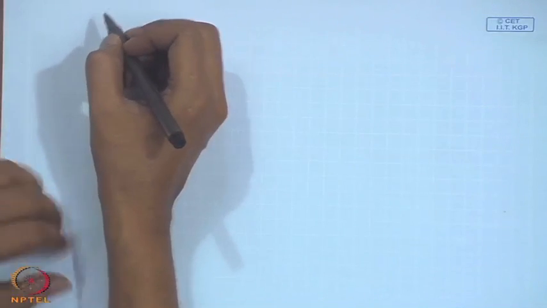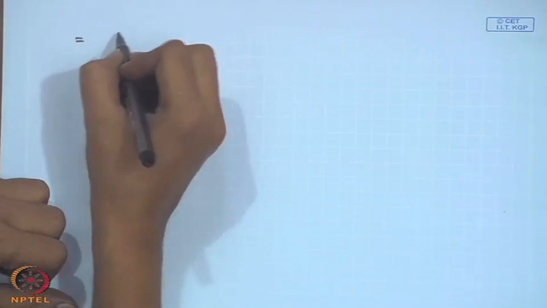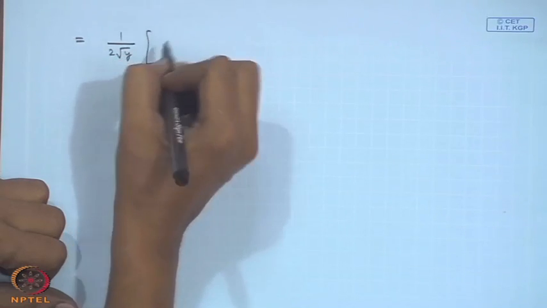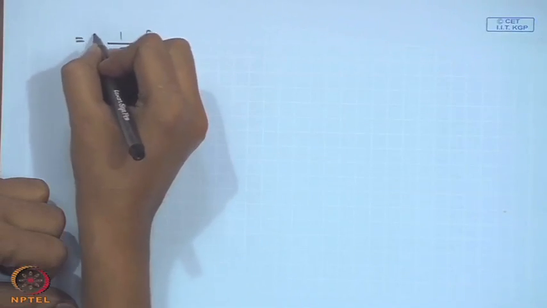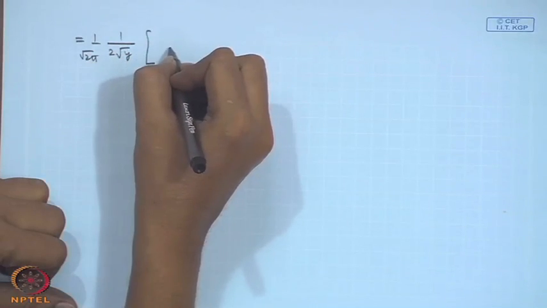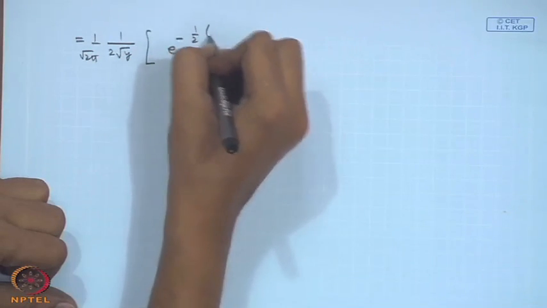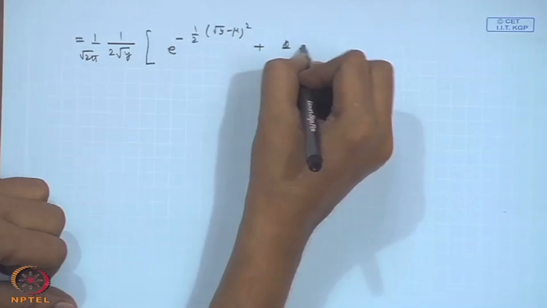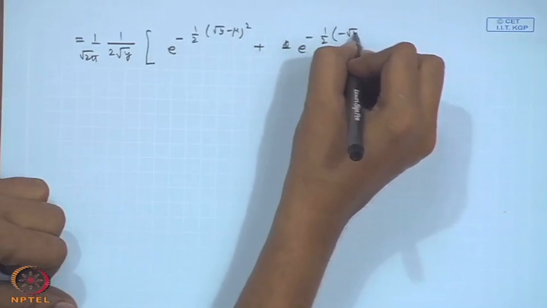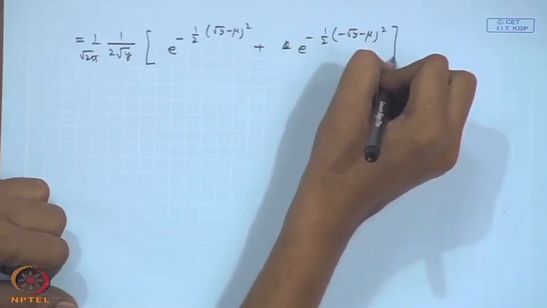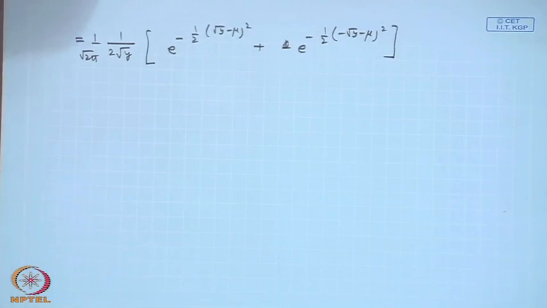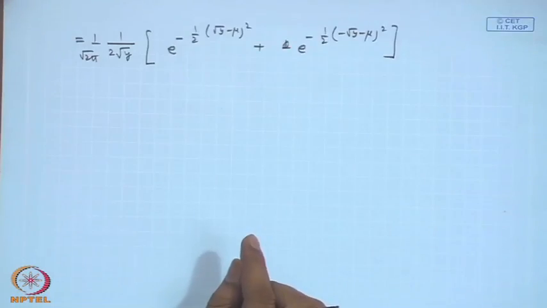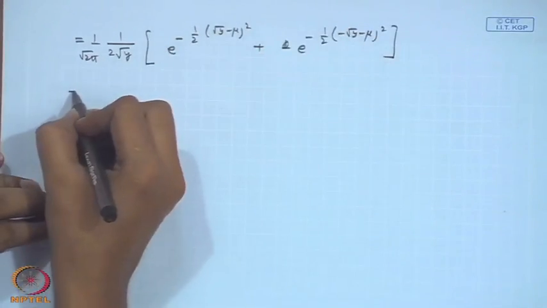Now, this we simplify, we can write it as 1 by 2 root y, and 1 by root 2 pi will also come out, and I will get e to the power minus half root y minus mu square plus e to the power minus 1 by 2 minus root y minus mu square. I am writing the part where the density is positive. In the 0 part, I am not writing here. Let us simplify this portion.